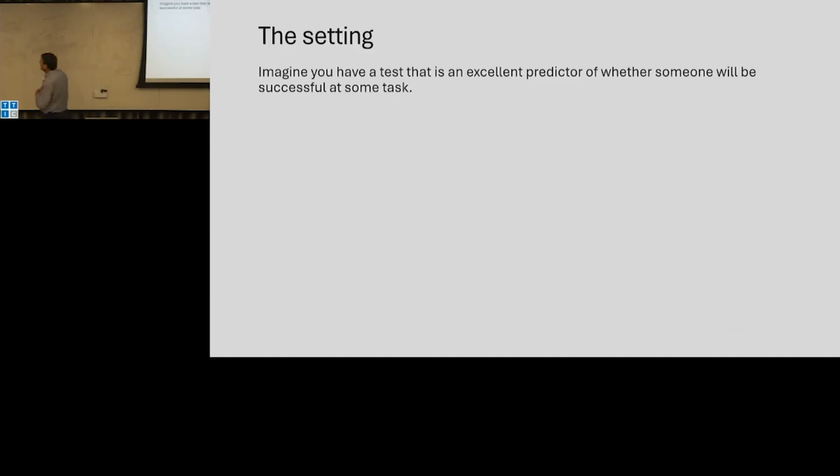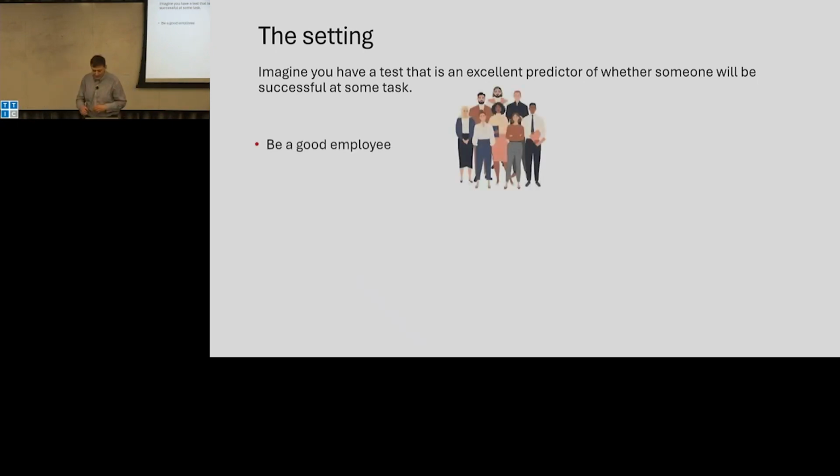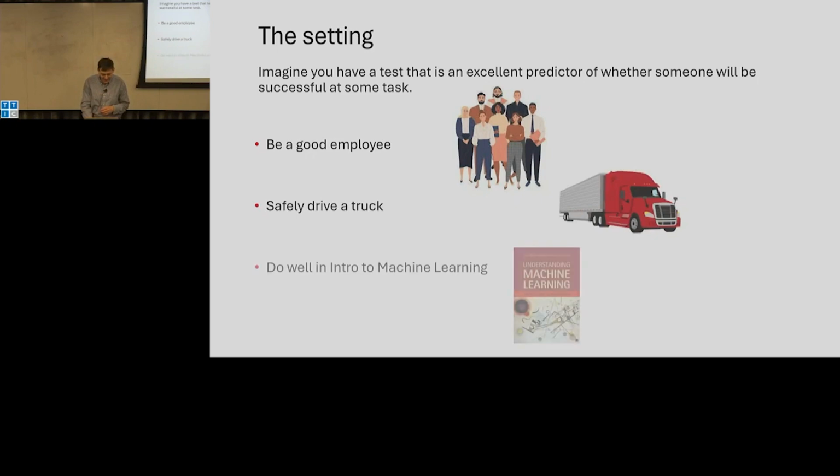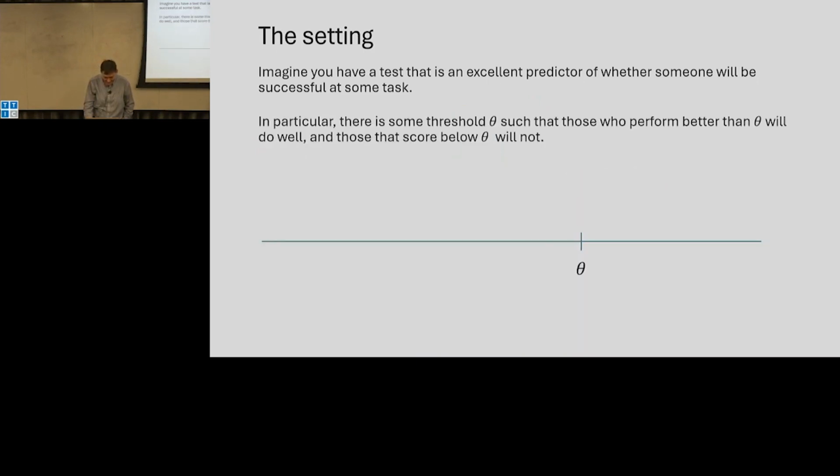So here's the setting. Imagine that you have a test that's an excellent predictor of whether someone will be successful in some task, like whether they will be a good employee, safely drive a truck, or do well in intro to machine learning. In particular, imagine that there is some threshold, theta, so that those who perform better than theta on your test will do well in, say, intro to machine learning, and those that score below theta will not.